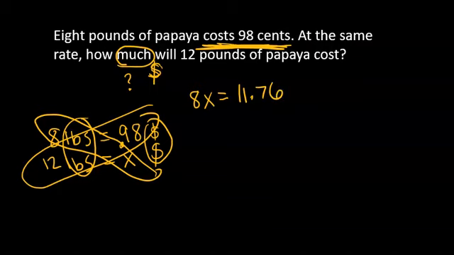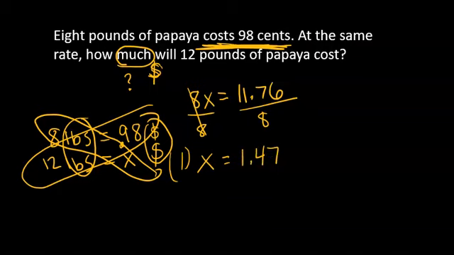Now what do I do? The goal is to get X by itself, because I'm trying to figure out what that secret number is. Let's go ahead and divide by 8. 8 over 8 is 1, right? So we have this little secret quiet 1 over here. 11.76 divided by 8 is going to be 1.47, right? So if you were to bring home 12 pounds of papaya, that fruit, it would cost you $1.47. If you only wanted 8 pounds, you didn't want to mess with 12, it would cost you 98 cents.